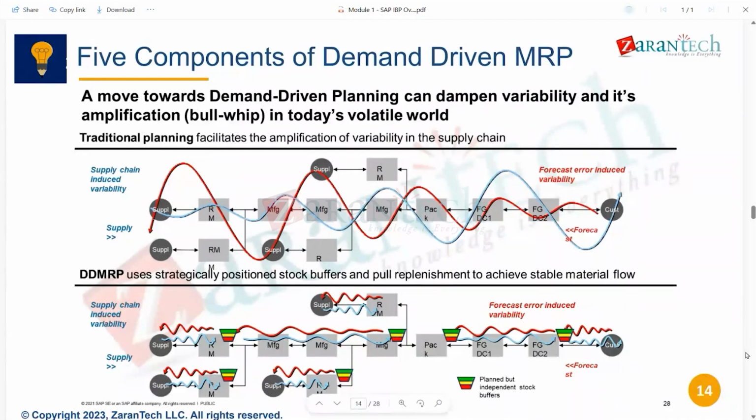This is a similar example, wherein there are different independent stock buffers, and the system is considering those buffers and putting them in the replenishment cycle.